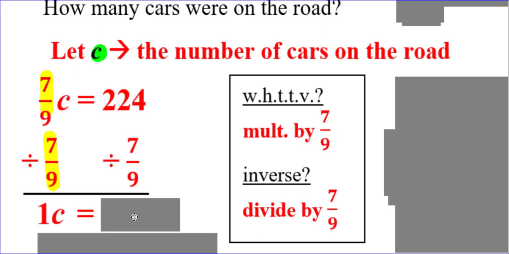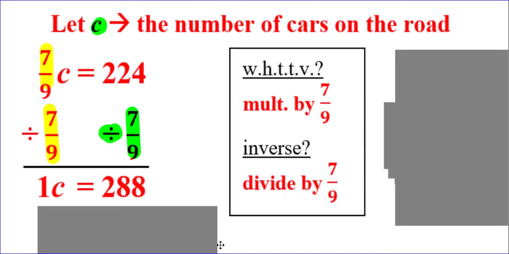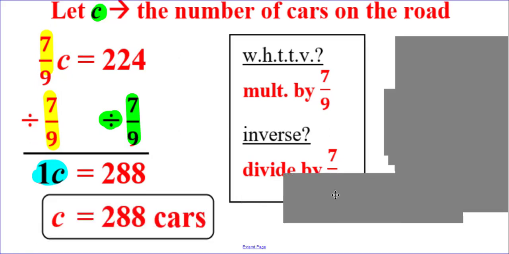And now in your calculator, you can do 224 divided by 7/9. It's very important that you keep the 7/9 to the right of the division symbol. If you switch the order in your calculator, you will not get the correct answer. So that means you're going to have to enter the 224 into your calculator first, then hit the division key, and then 7/9. If you do that correctly, you should get the answer of 288.